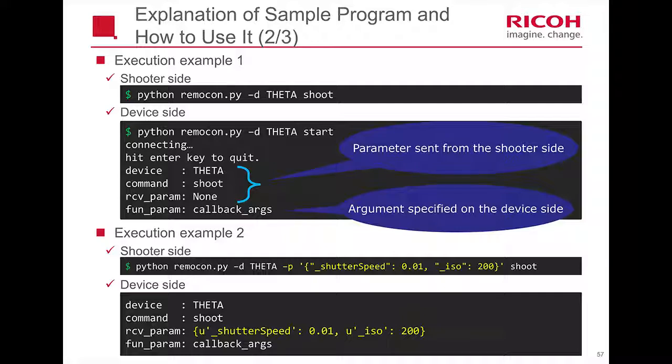The last parameter, fun_param, indicates the parameter for the callback function. In execution example 2, the shooter side has specified the associated parameters using the P option when the shooting command was sent. So these parameters are also sent to the device side. In the next slide, I will explain about the callback function that is executed when these parameters are received.